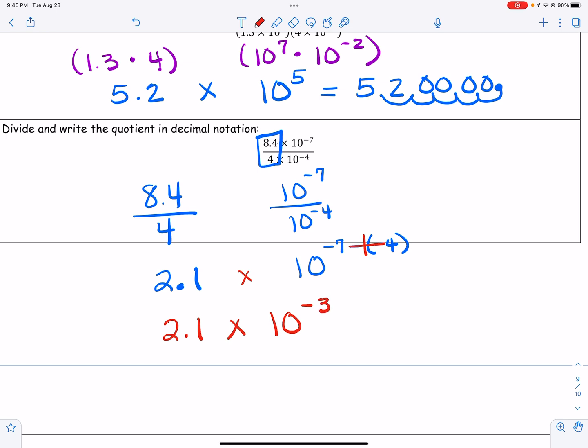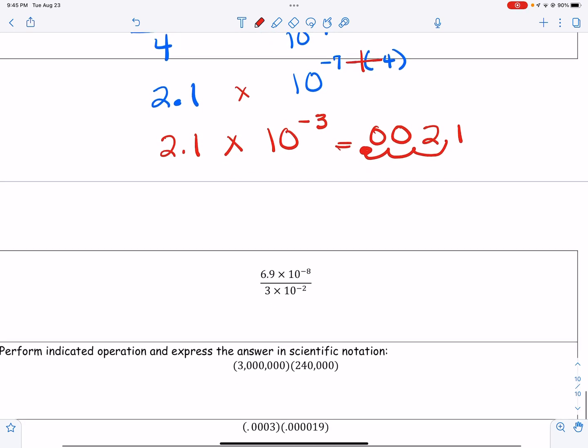That's the scientific solution, but they want it in decimal notation. So now you have to convert 2.1, 1, 2, 3, and make it 0.0021. Okay?